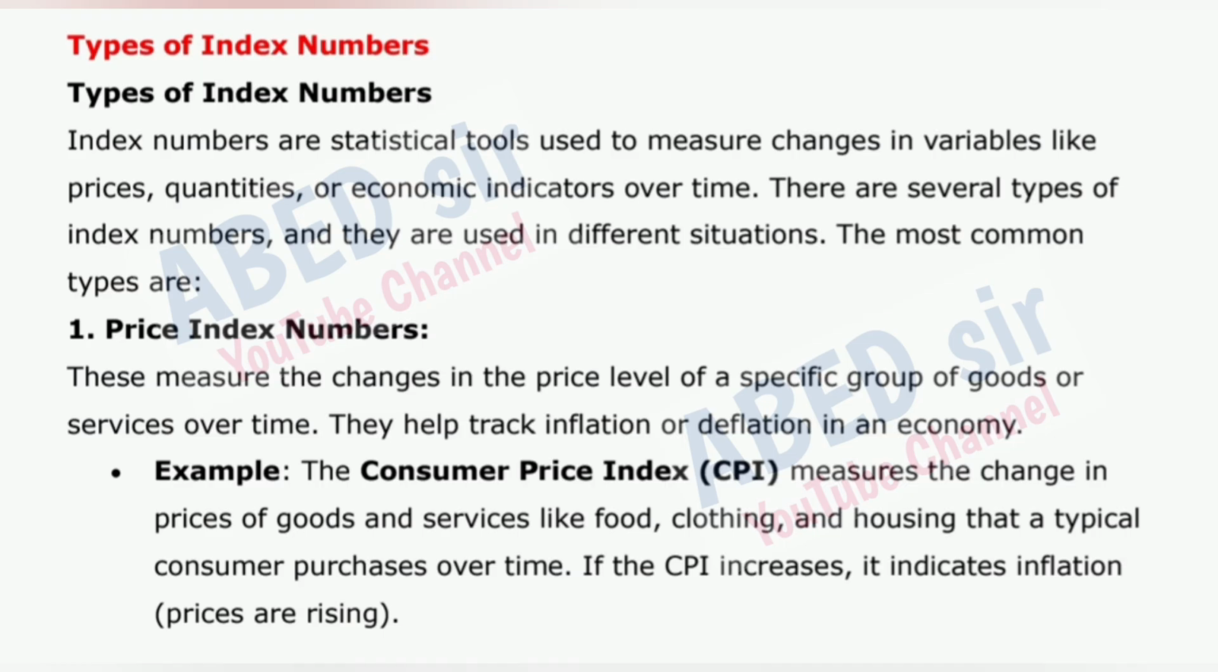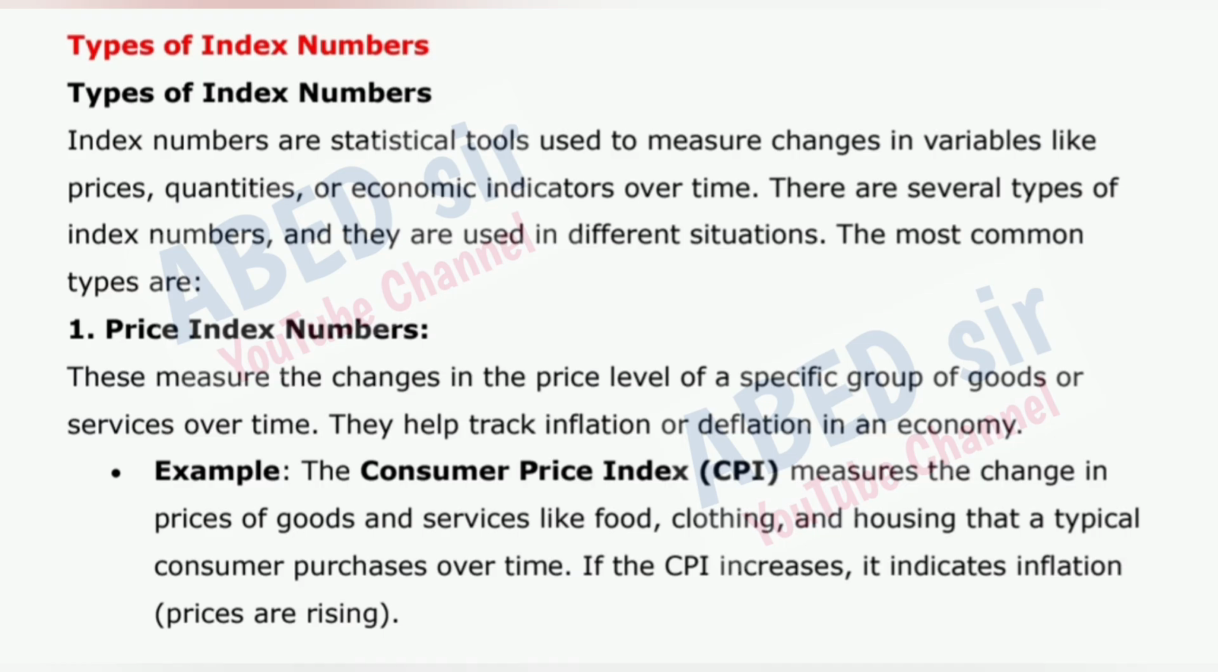The most common types are: 1. Price index numbers. These measure the changes in the price level of a specific group of goods or services over time. They help track inflation or deflation in an economy. Example: the Consumer Price Index, CPI, measures the change in prices of goods and services like food, clothing, and housing that a typical consumer purchases over time. If the CPI increases, it indicates inflation.